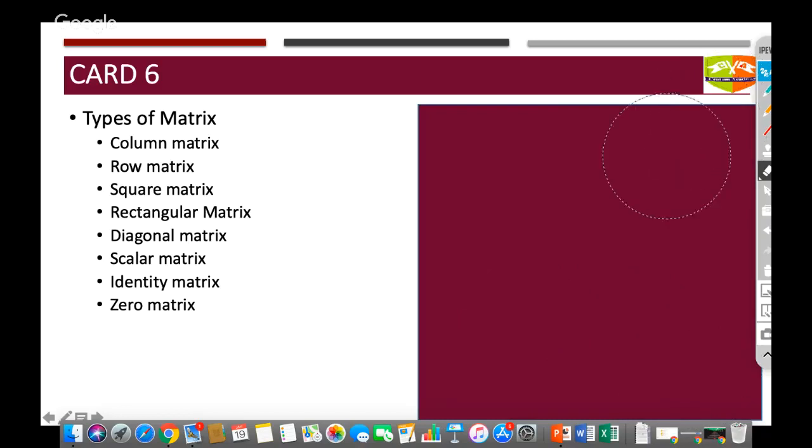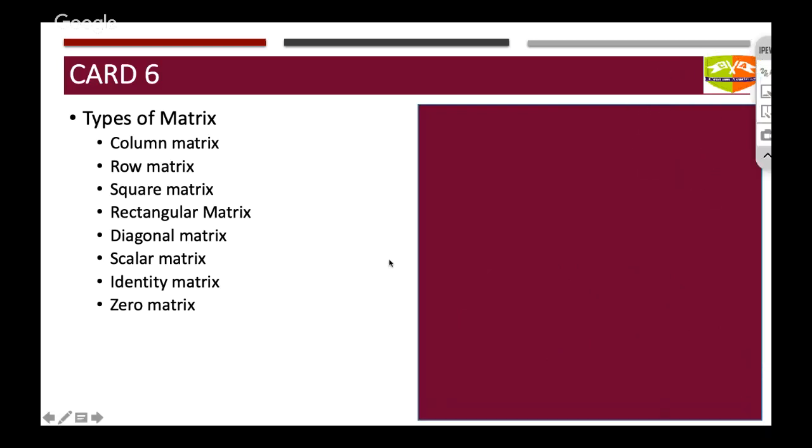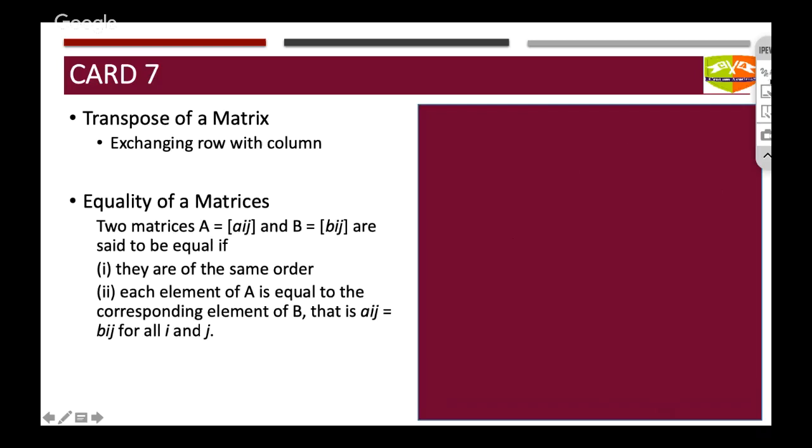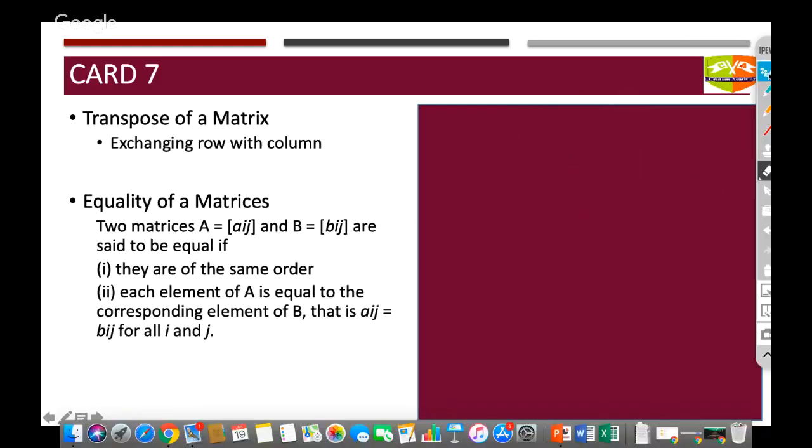So these were the types of matrix that exist here. Now let me move to another topic, and that topic is transpose of the matrix and equality of the matrix. So what do you mean by transpose of the matrix? Transpose of the matrix means exchanging rows with columns. Suppose I'm taking a rectangular matrix, A as 2 3 5 and 4 2 1. So this is a 2 into 3 kind of matrix.